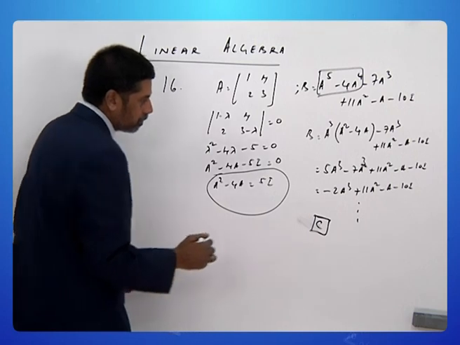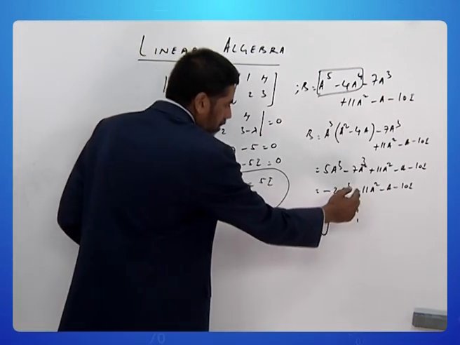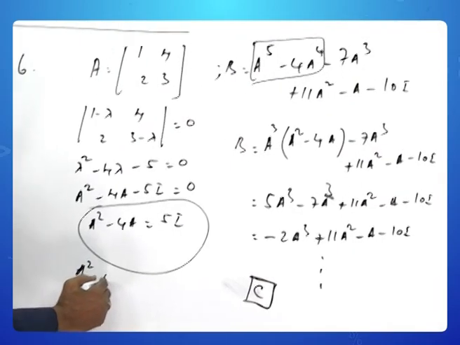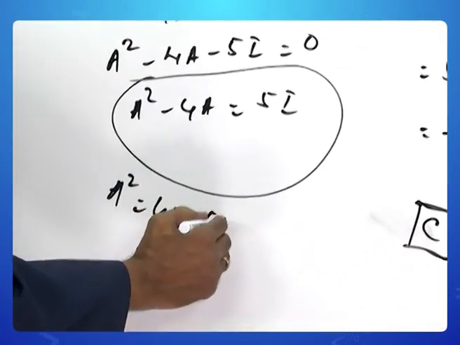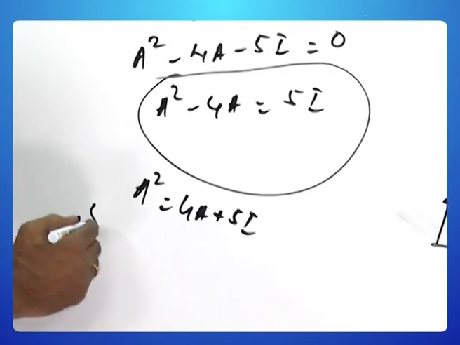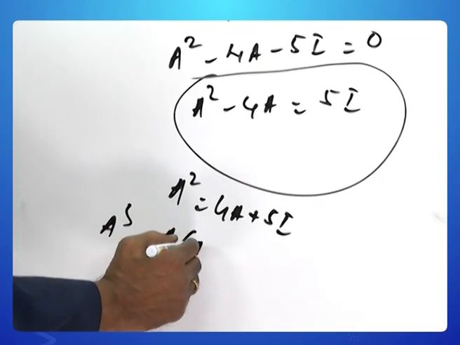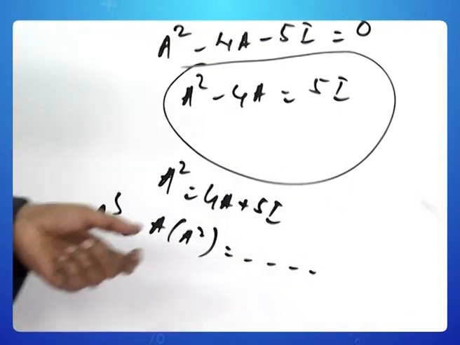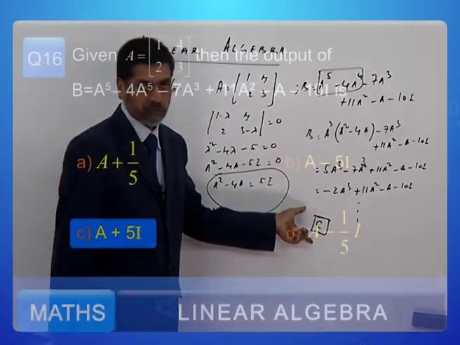In fact, you can use this equation as A square is equal to 4A plus 5I, from which A cube can be calculated as A into A squared, where A square is this one. So, you keep on doing like this and you will find option C is the correct option for this problem.